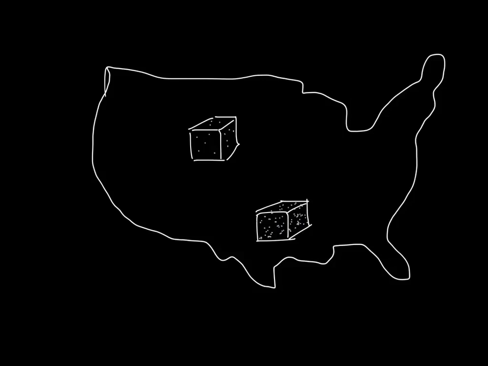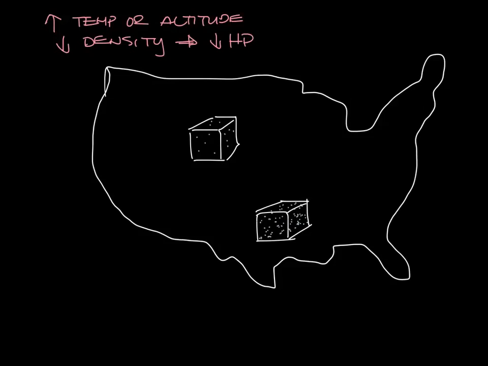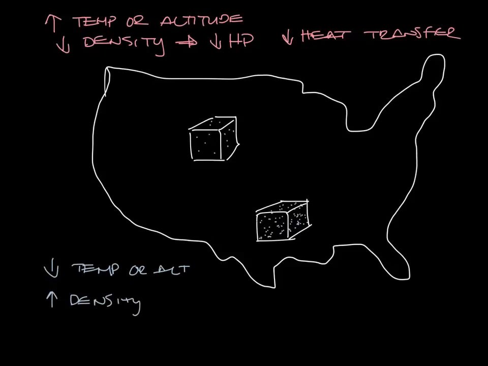So the more molecules of air there are in my cubic foot, the more I have to interact with heating coils, cooling coils, fans, and other stuff in your HVAC system. So the lower the density, which is typically caused by high temperature or high altitude, the lower the horsepower needed to move the air, and the lower the heat transferability of the air. So lower temperatures or lower altitudes have higher density air, and this means that you need more horsepower to move the air, but it has a higher heat transferability.